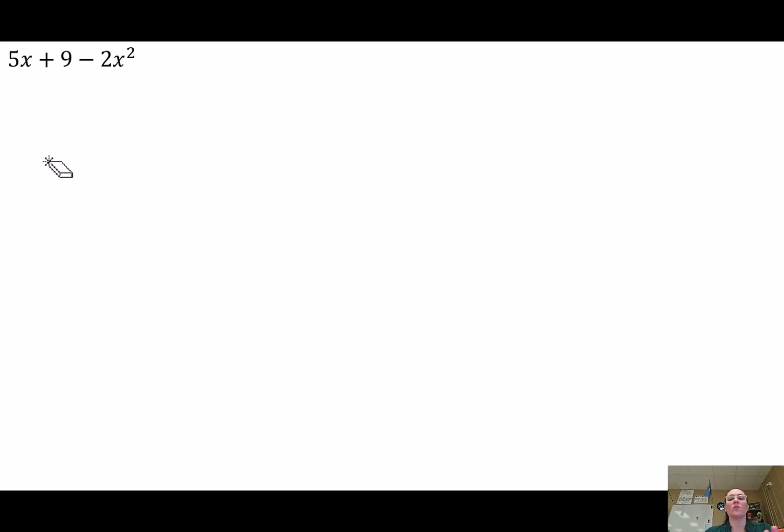The first thing I want to do is write this in standard form. I want to write it with the term with the largest exponent first, which in this case is the 2x squared. So my first term would be 2x squared. Then I have a 5x, which would be my next largest exponent, a variable with an exponent. And then finally, I have my constant. So this polynomial would be written as negative 2x squared plus 5x plus 9.